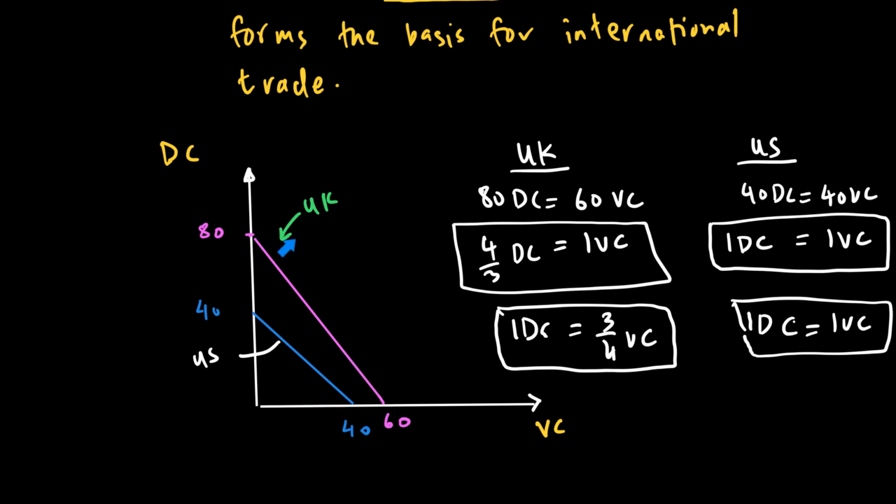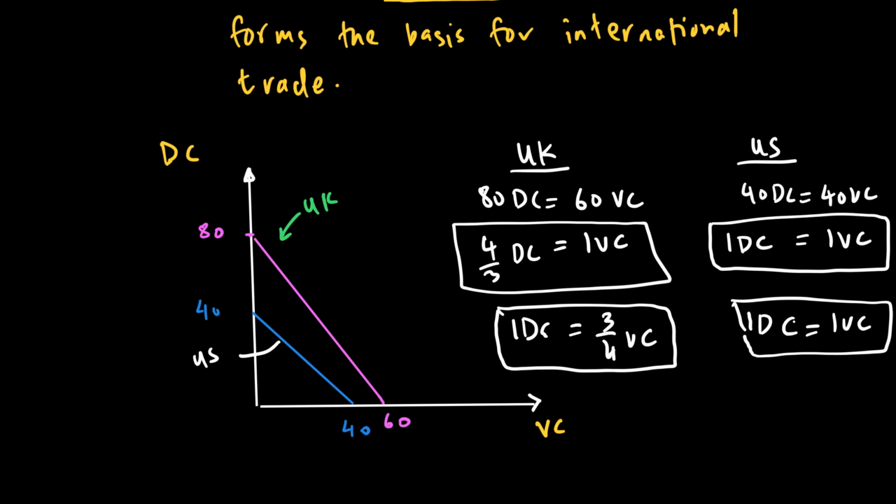So clearly the UK, while it can make more of both goods, will still only end up making what we call digital cameras because they have a lower opportunity cost. And if that is the case, then the trade will take place at an exchange rate which is mutually beneficial for both countries.